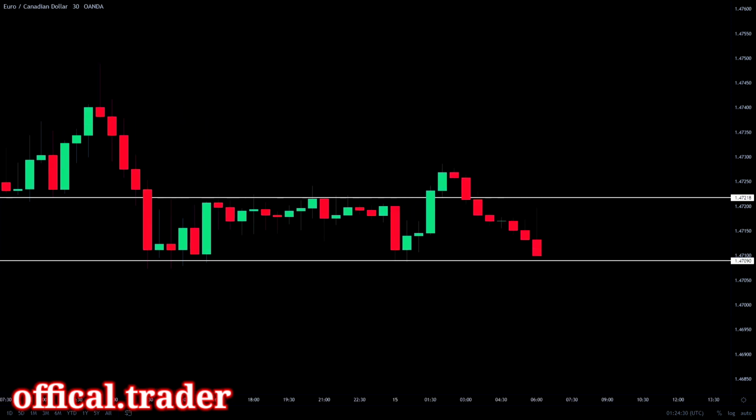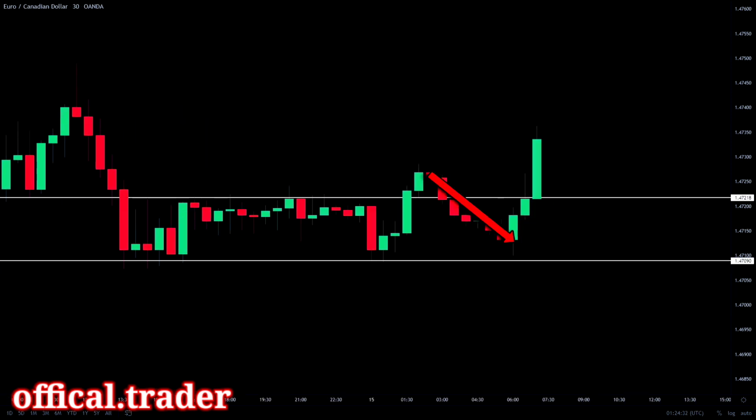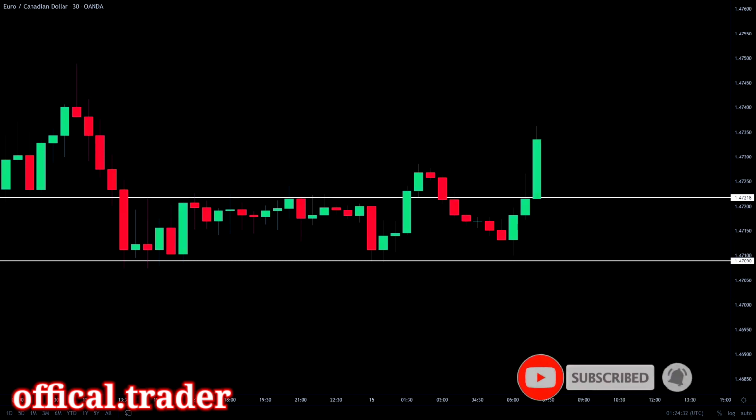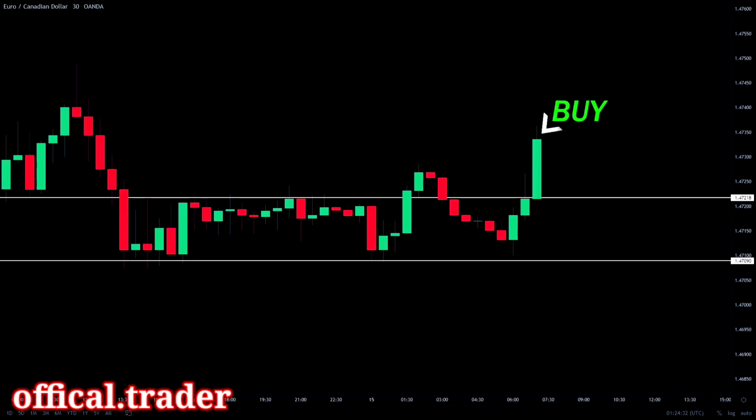Next, we can see that the price came back down, gets back up, and breaks above the resistance level once again. However, you can see that this time, it's a big green candle that broke out, which means we now have a momentum candle. So based on this, we can conclude that the breakout will likely happen to the upside. And so this is a good opportunity to take a buy position.